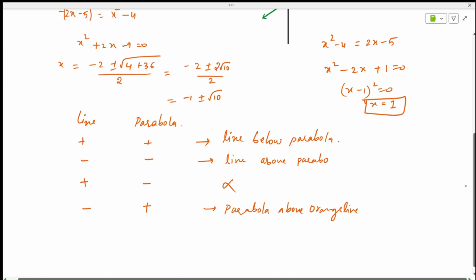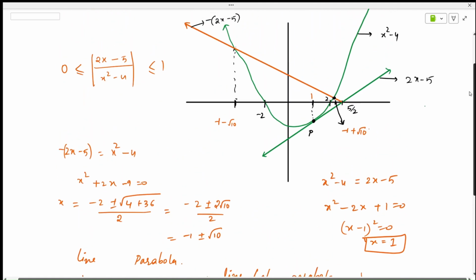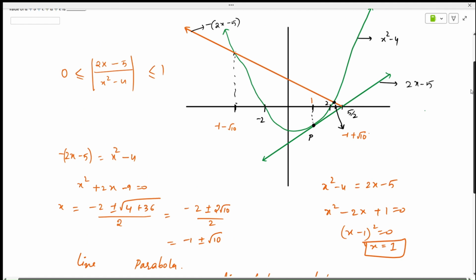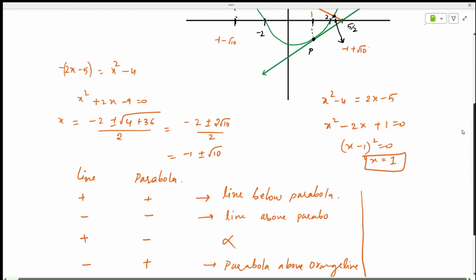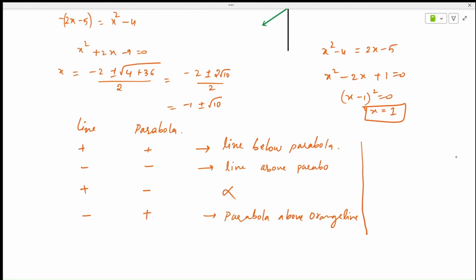Okay, now let us write the domains here. In the first case, where both are positive, that means it is from 5 by 2 to positive infinity. And the line is below the parabola everywhere. So we'll take all the possible values here: 5 by 2 to infinity, 5 by 2 is also included.